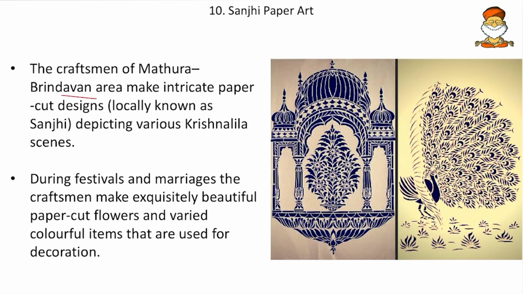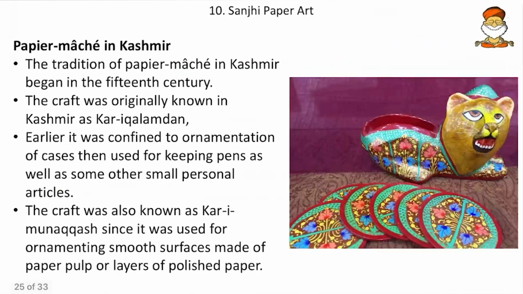The craftsmen of the Mathura Brindavan area make intricate paper cut designs locally known as Sanji, and they depict various Krishna Lila scenes. Here we can see the various picturesque designs made of Sanji art, and during festivals and marriages, the craftsmen make exquisitely beautiful paper cuts, consisting of flowers and chariots and others. Basically this Sanji Paper Art was born while making the paper art of Krishna Lila, and now other decorative forms are also being included.